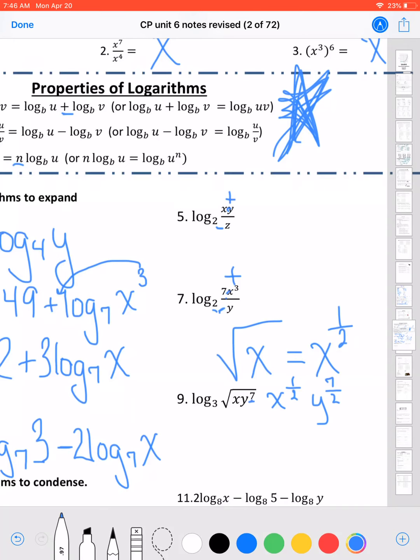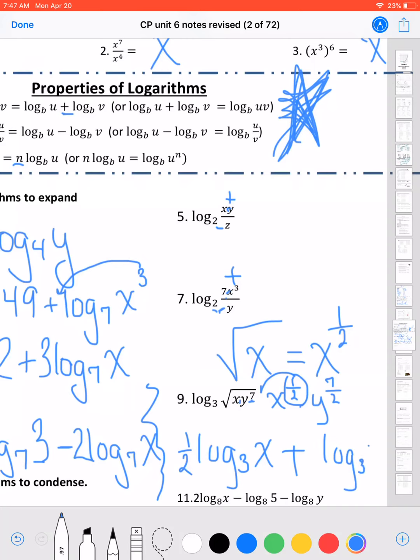So we're going to put their products, they're being multiplied together, so log base 3 of x. But instead of putting the 1/2 as a power, I have to drop it to the front. Plus, because it's a product, there's no division there. Log base 3 of y. Drop that exponent to the front, so 7/2. And that's literally how you would go through those.